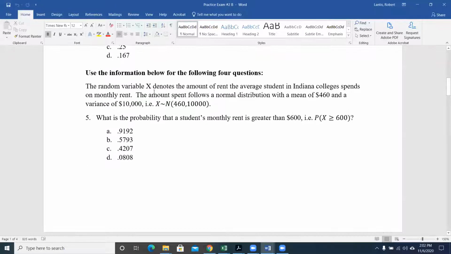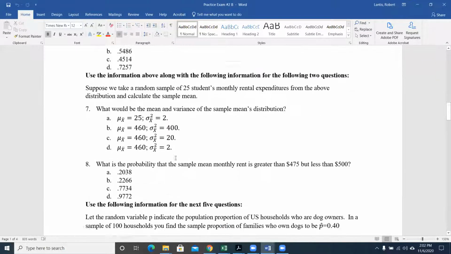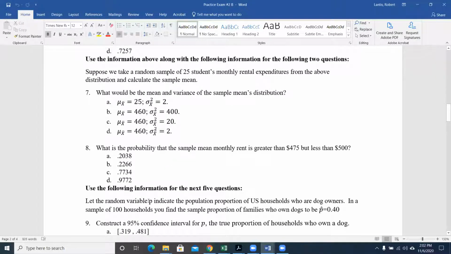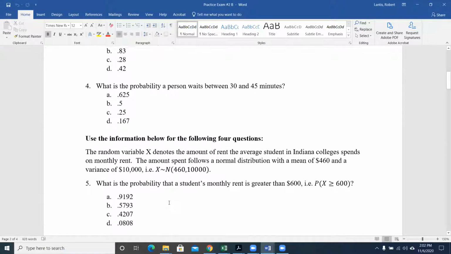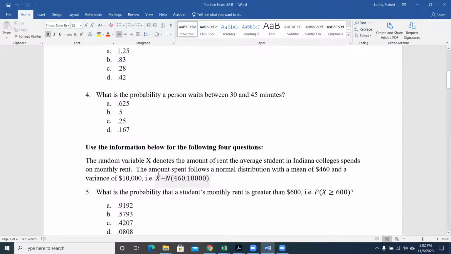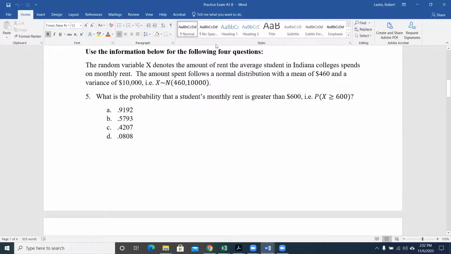So I'm going to start with maybe some older stuff here, and then we'll transition to looking at some more hypothesis testing problems, okay? So let's start with question 5 here. We have this random variable x, and we're working off practice exam B. This random variable x denotes the amount the average student in Indiana colleges spends on rent. It follows a normal distribution with a mean of 460 and a variance of 10,000, right?